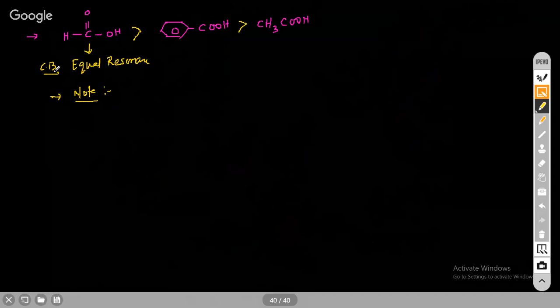Now, according to this only, you can compare the basic strength, right? Tendency to lose lone pair of electron. Any compound, if you have to compare basic strength, compare acidic strength and then reverse the order. So that also you can do.